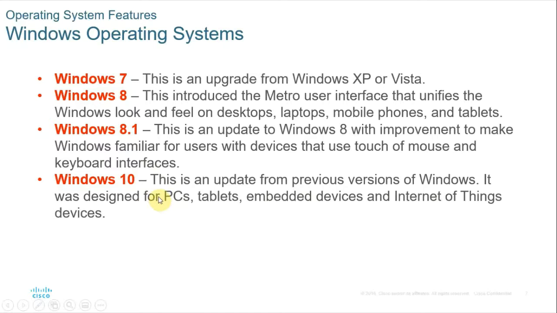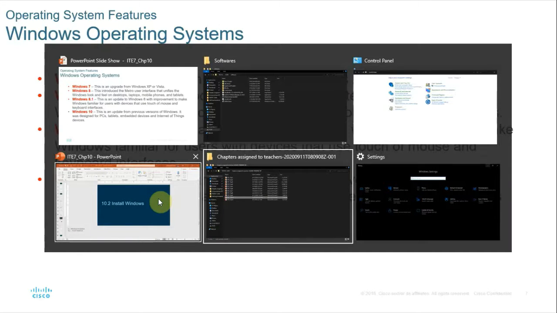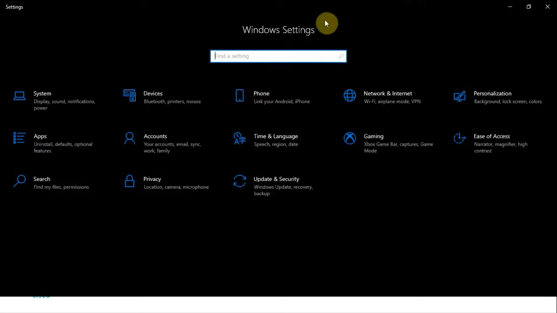I'll just show you what options you have in Windows 10. If you go to the Windows settings, you can see that it supports the system and many devices like Bluetooth devices and printers, and it supports your mobile also. You can connect your Android phone as well as the iPhone. If you want to connect with any local network or the internet, you can, and it even supports gaming. So this is what you can do in Windows 10.